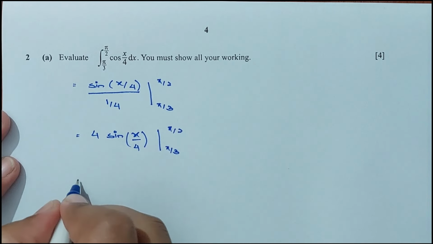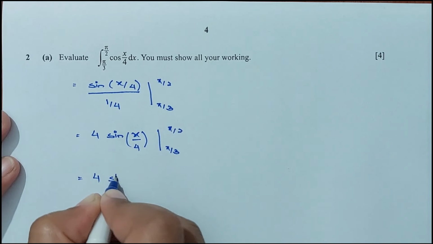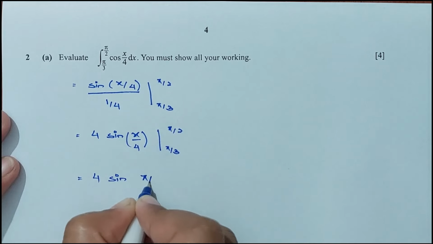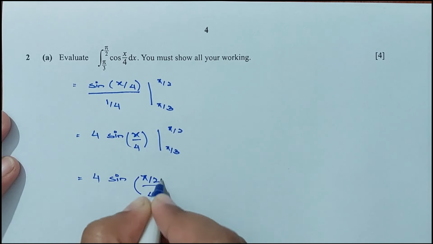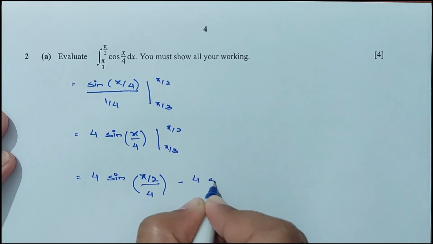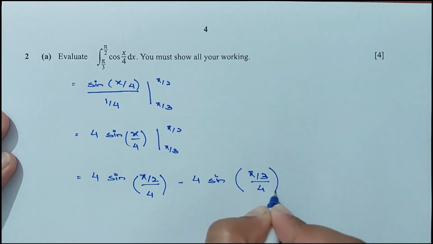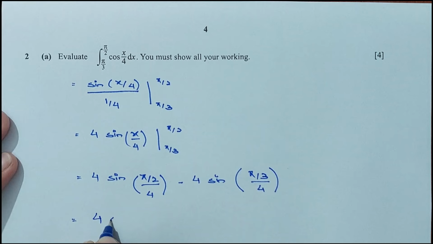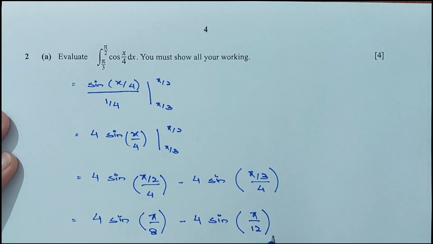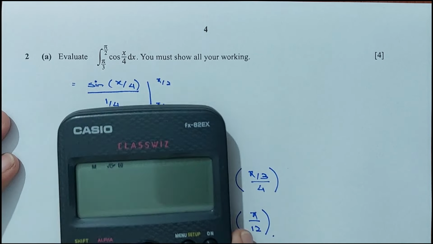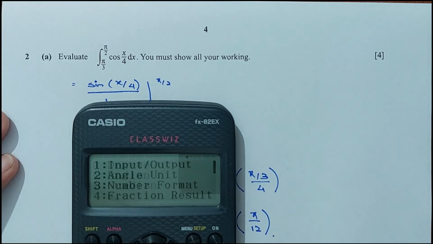Let me substitute the limits. 4 sine of pi by 2 over 4, the upper limit, minus 4 sine of pi by 3 over 4, the lower limit. All right, so this is 4 sine of pi over 2 times 4 is 8, minus 4 sine of pi over 3 times 4 would be 12, right? Let me simplify. This is in radians.